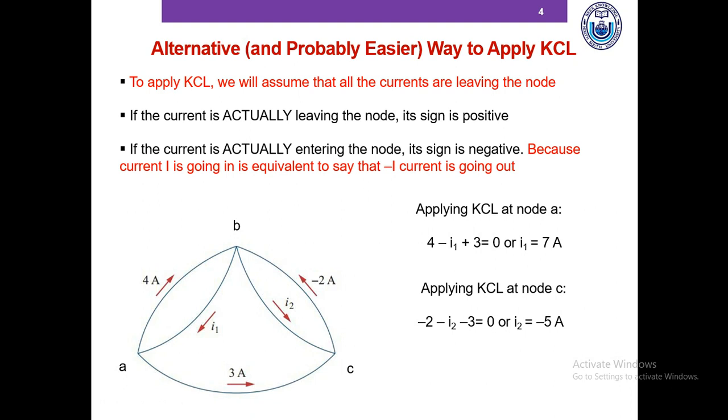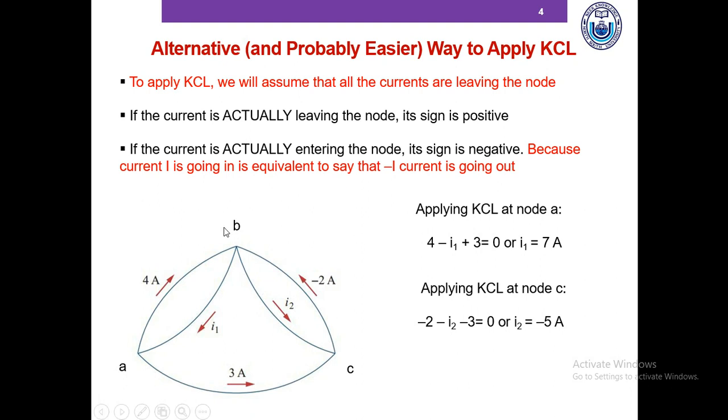So you can apply KCL either way, like you can assume that current entering node is equal to current leaving node, or you can also assume that current is always leaving the node, and if the current is actually leaving the node, you keep the sign positive or unchanged, and if the current is actually entering the node, you reverse the sign. That is, if it's minus, you make it plus, or if it's plus, you make it minus. So hopefully you have a clear idea how to apply KCL.